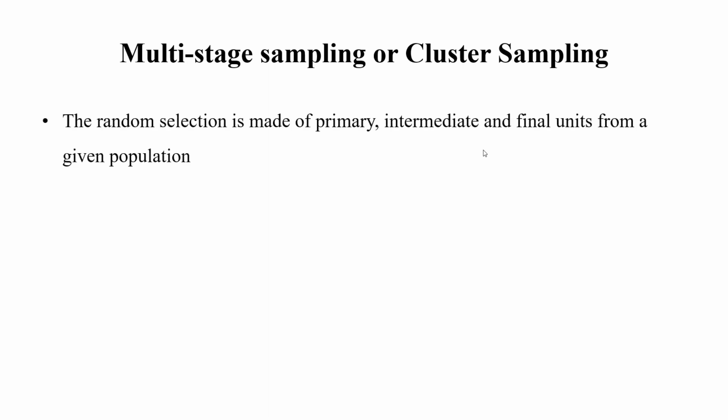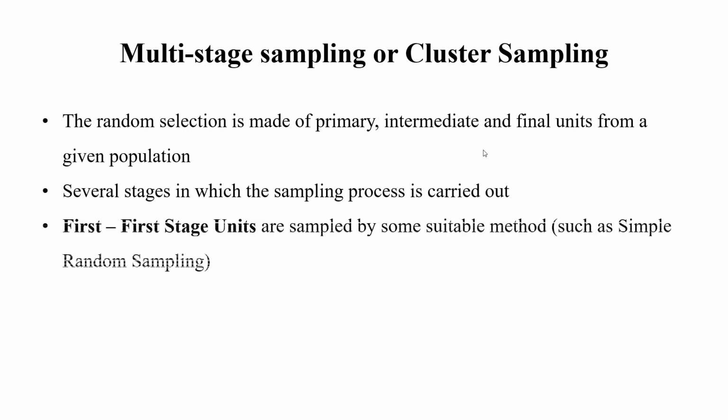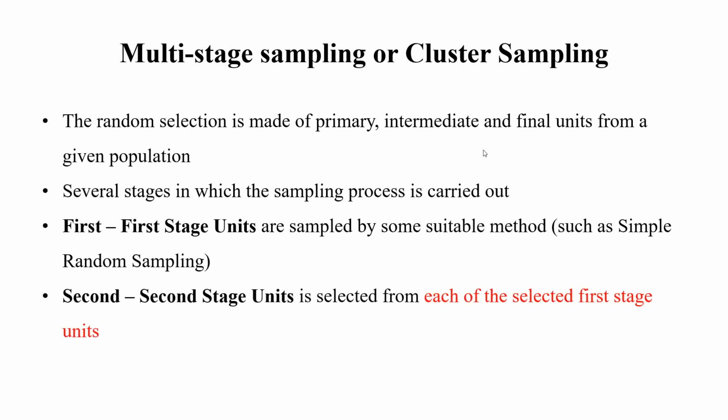Next, multi-stage sampling or cluster sampling. The random selection is made of primary, intermediate, and final units from a given population. So several stages of the sampling process are carried out in this sampling method. The first stage units are sampled by using a suitable method, maybe simple random sampling. The second stage is known as second stage units, and again each of the selected units from the first stage.